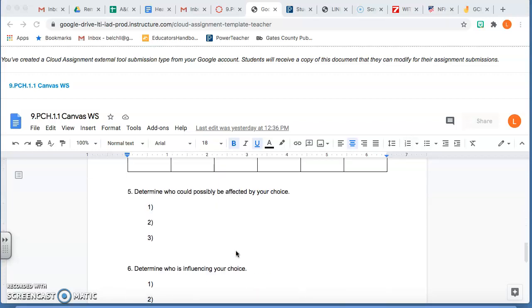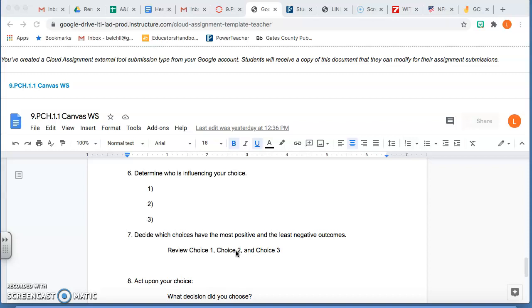And then you move to number 5, who could possibly be affected by your choice. Of course, you yourself, so you'd put myself would be an answer. Of course, family, friends, others around you would be people that could be affected by your choices, because if you get sick or you were to develop skin cancer, it would affect other people around you, not just you. And then number 6, determine who is influencing your choice. So, of course, you would influence your own choice, and then once again, family, friends, role models, the media can influence your choice.